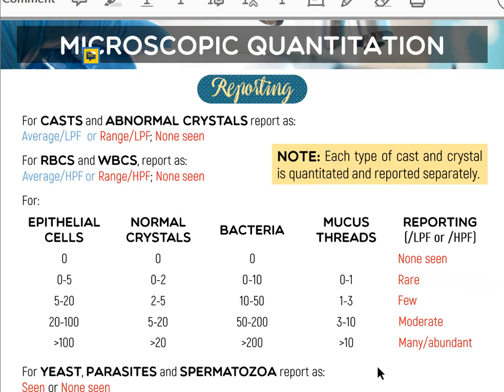You should memorize this, guys. It is very important, so that for our activities, you will not have difficulty, and at least you will know it. And then for yeast, parasites and spermatozoa, we usually report these as seen or non-seen.